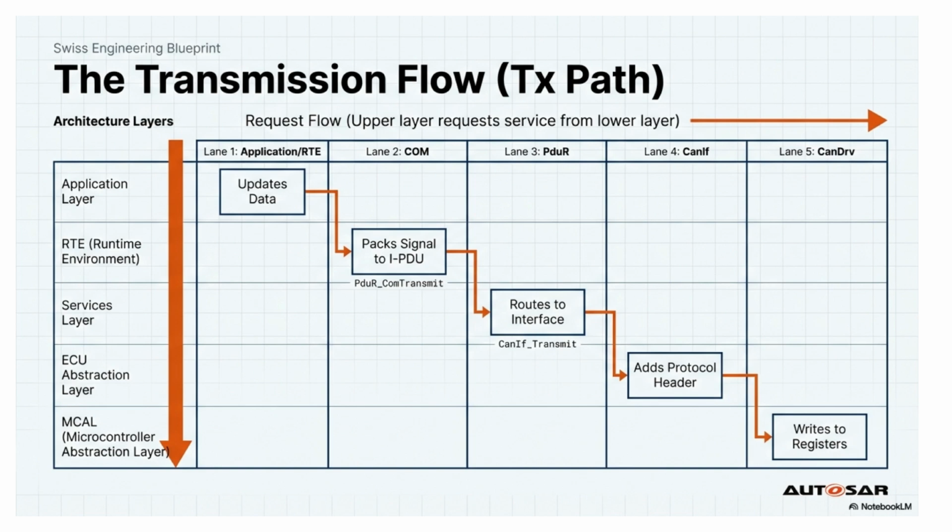API. The PDU router identifies the correct routing path and forwards the request to the bus interface CANIF, which adds necessary protocol headers. Finally, the request reaches the MCAL CAN driver, which writes the data directly into the microcontroller's hardware registers, physically placing the bits onto the vehicle bus. This strict flow ensures the data is packaged and sent with high reliability and predictable timing.